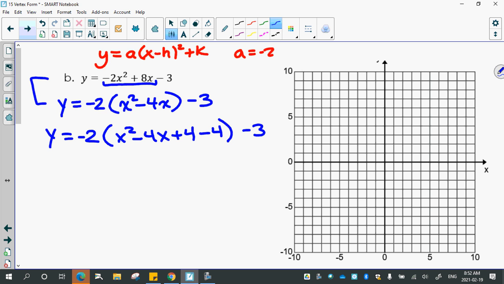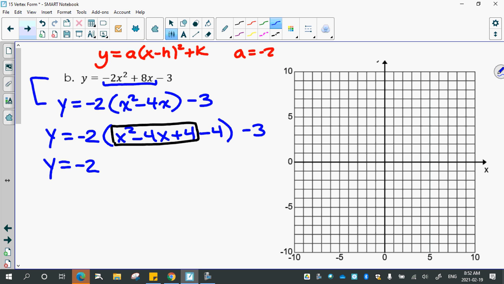Okay? Now, the first 3 terms in the bracket are my perfect square trinomial. So notice that right now I've got negative 2 multiplying everything in this whole entire bracket. Okay, that's what the negative 2 up front means. It's multiplying this whole entire bracket, but it's not multiplying the negative 3. Does everyone see that? It's multiplying everything that's inside of it.